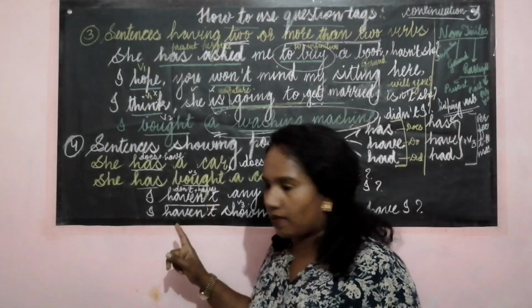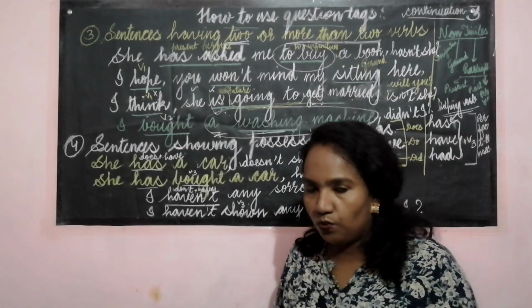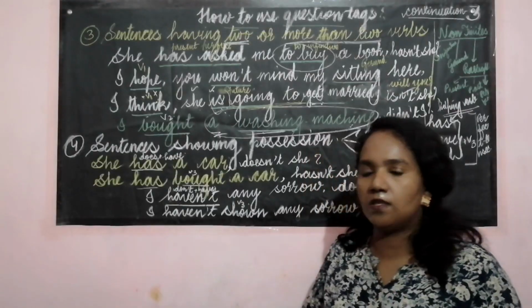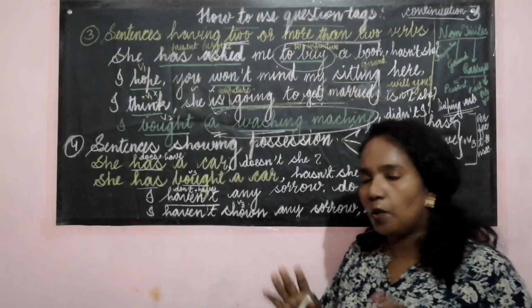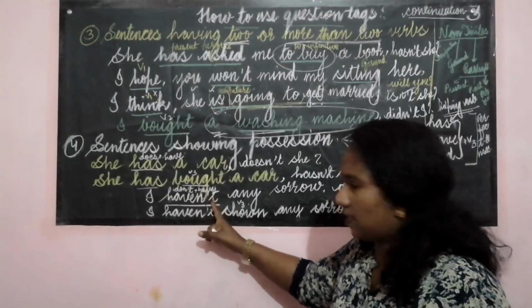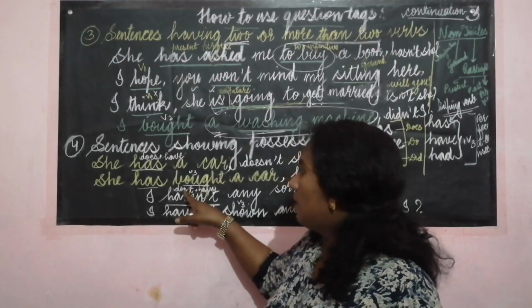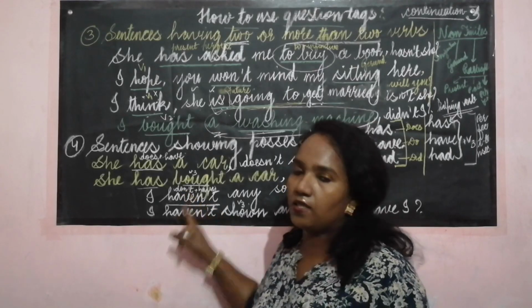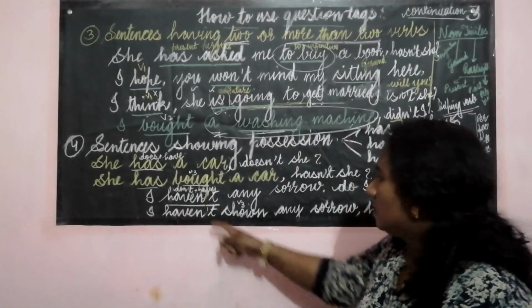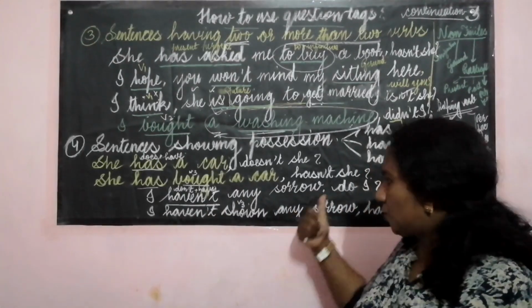Now let us look into another example. I haven't any sorrow. I haven't any sorrow means I do not possess any sadness. Therefore, do plus not, haven't, it is a negative sentence. So we must make the positive tag without using have and taking do. That is, do I have any sorrow?